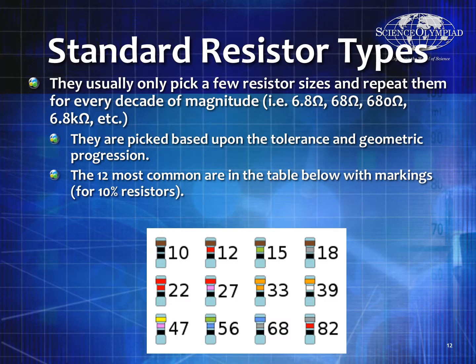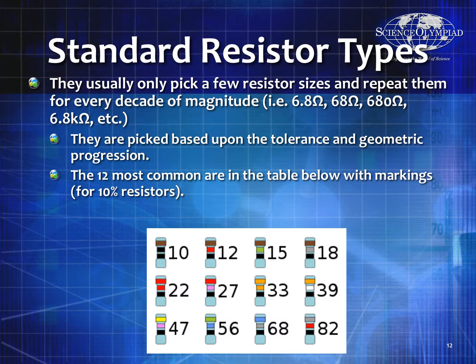Now, there are standard resistor types. If you go out and buy resistors from somewhere like Radio Shack online, there's basically 12 standard resistor types: 10, 12, 15, 18, 22, 27, 33, 39, 47, 56, 68, and 82. These are the 12 most common resistors, the most common for 10% resistors. They're based upon their tolerance and the geometric progression.